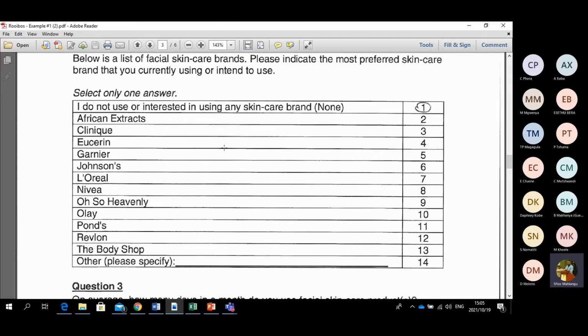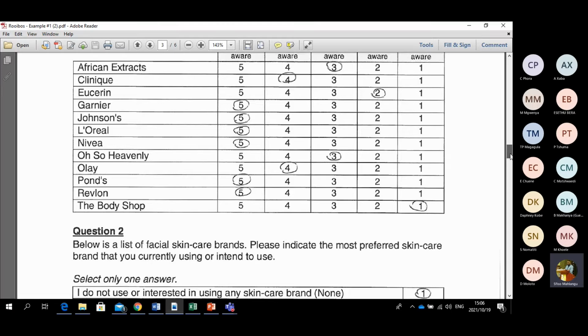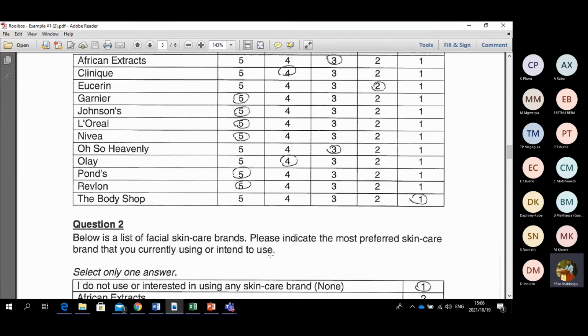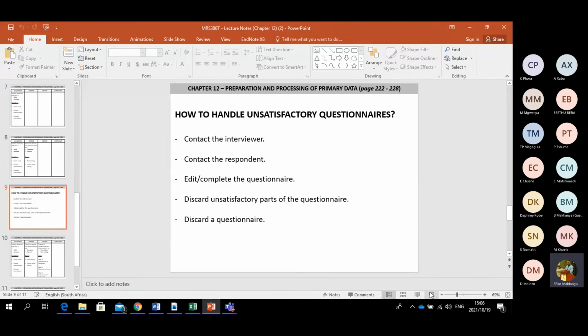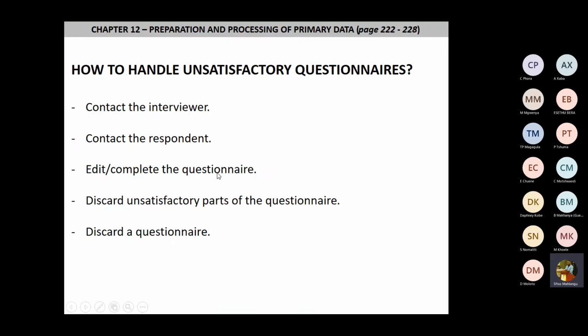You cannot be unaware of a brand that you are using. So if a respondent did not answer this question, we can easily complete that questionnaire for them and say they are not using any of these brands, because they said they are not aware of any of them. That is a different practical example of how we are able to edit or complete the questionnaire on behalf of the respondents.